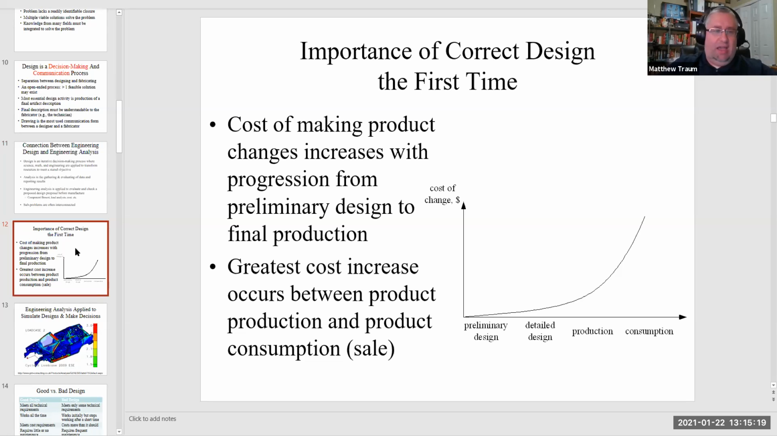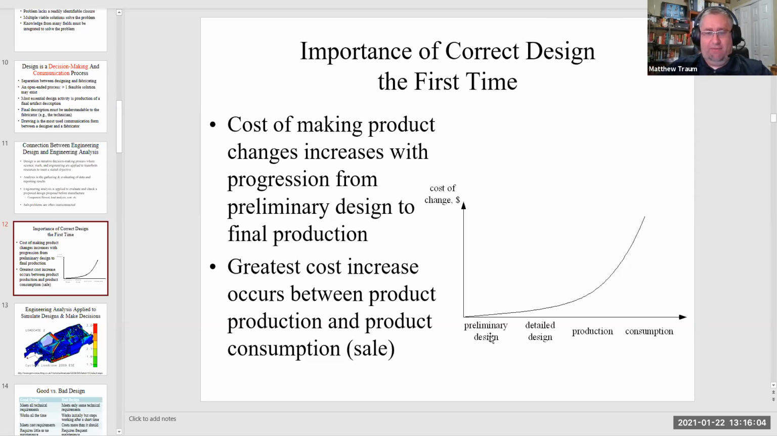And so to make this point even more salient, what I've got here is a chart that shows time on the x-axis in a design process and the cost to make a design change on the y-axis. And so as we walk through the design process, there's preliminary design, detailed design, production, and ultimately consumption by the end user. And as you can see, the cost to make a change increases first linearly and then exponentially as you get farther and farther and farther in the design process. And so it is incredibly important, in order to keep the cost down, to make design changes using your engineering analytical skills as early in the process as possible, right?